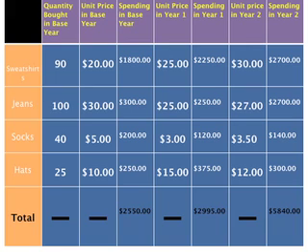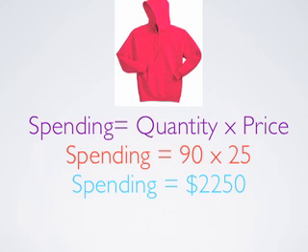This is the same price index once it is completely filled in. It is important to notice that to obtain spending in each year, the quantity bought in the base year and unit price for each specific good in said year are multiplied. For example, the quantity of sweatshirts bought in the base year was 90. In year 1, sweatshirts cost $25. Therefore, to get spending for sweatshirts in year 1, we must multiply quantity by price, in this case 90 times 25, to get $2,250 spent on sweatshirts in year 1.